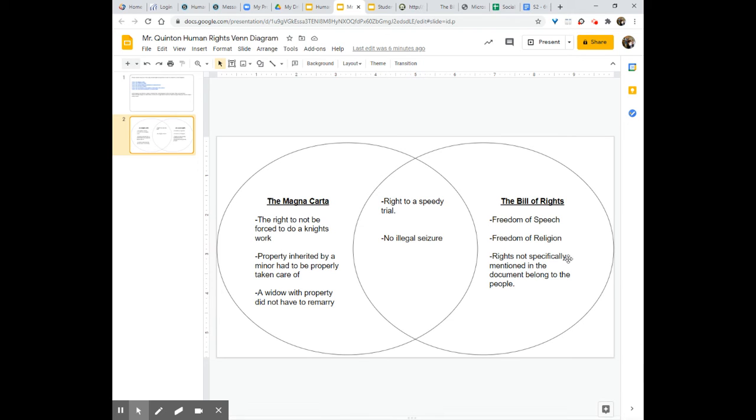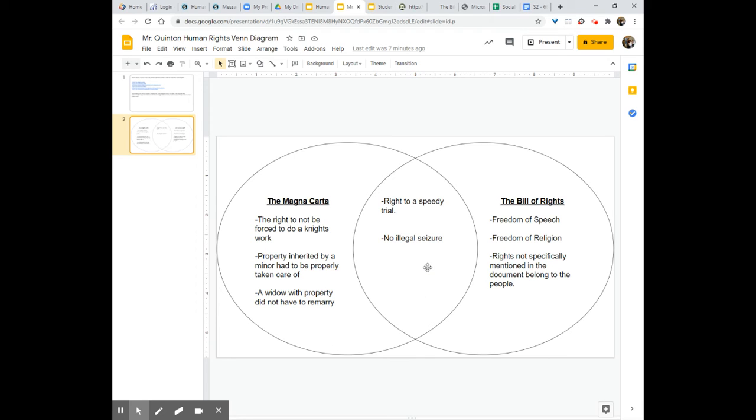For the Bill of Rights, you can see here that it is clear that you are given the freedom of speech. It is clear that you are given the freedom of religion. And it is clear that if there are rights not specifically mentioned within the Bill of Rights, they belong to the people. Those are things that are not guaranteed in the Magna Carta. As a matter of fact, Magna Carta is forced to be one religion, and all of that wonderful stuff.